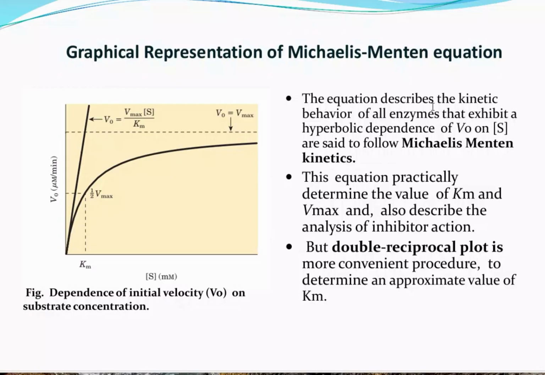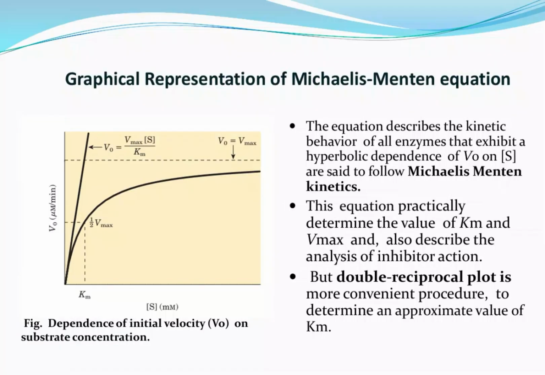So this equation describes the kinetic behavior of enzymes that exhibit the hyperbolic dependence of V0 on S. So it is called Michaelis-Menten kinetics. And this equation determines the values of Km and Vmax and also describes the analysis of inhibitor actions. But the double reciprocal plot is a more convenient procedure to determine the approximate value of Km. That we will discuss in our next lecture.